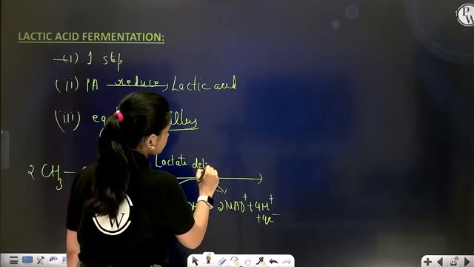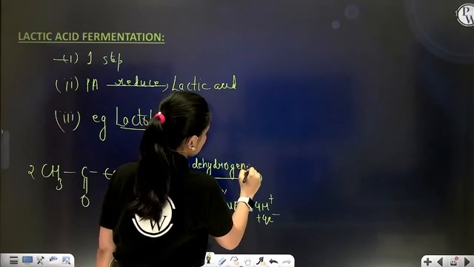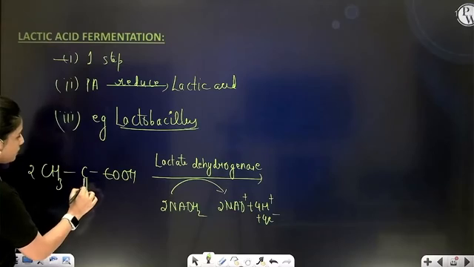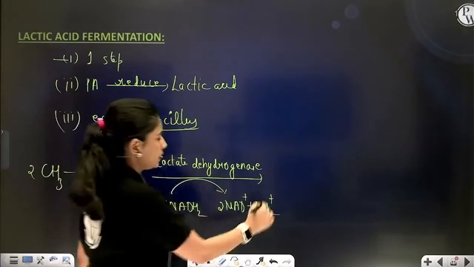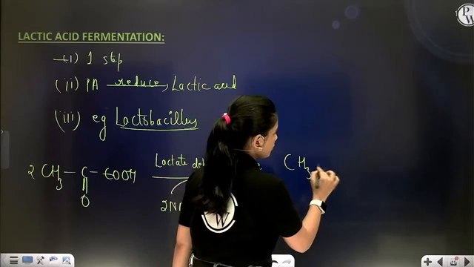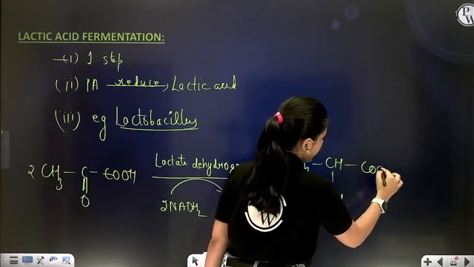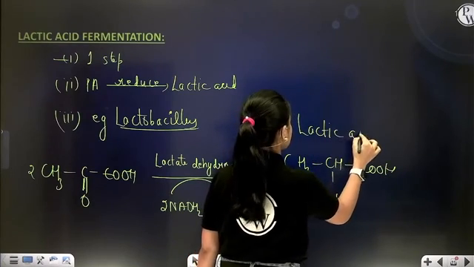lactate dehydrogenase. What will happen? You can see this double bond, it will break. One hydrogen, one hydrogen. What will be formed? CH3CHOH COOH, and this is known as lactic acid.